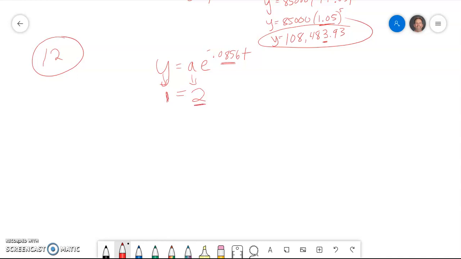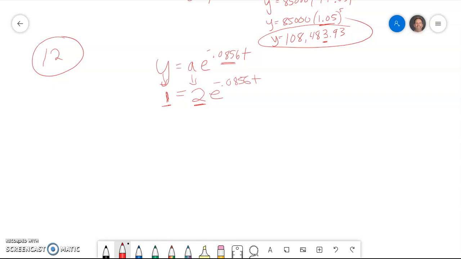Whatever this number is, this number has to be half as much, okay? So instead of 2, you could put 50, and then here you could put 25. And then you do e to the negative 0.0856 t. Now you've got to solve this.